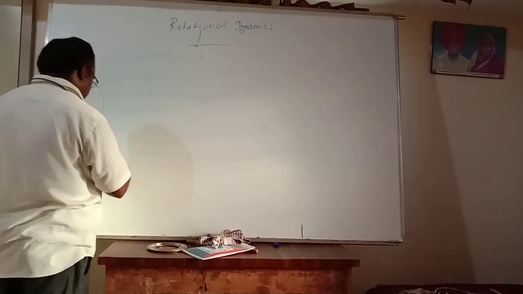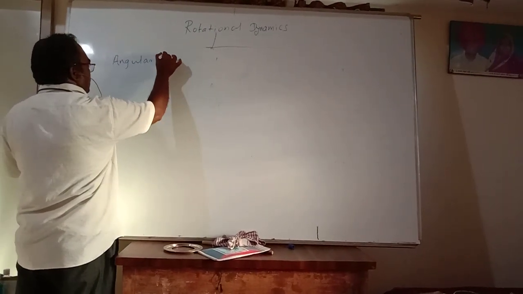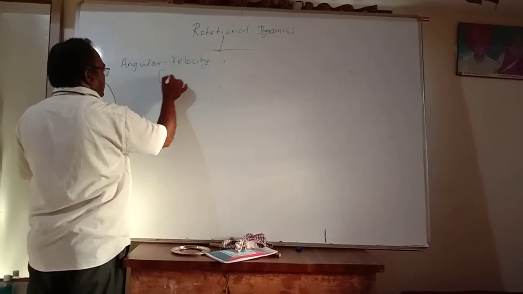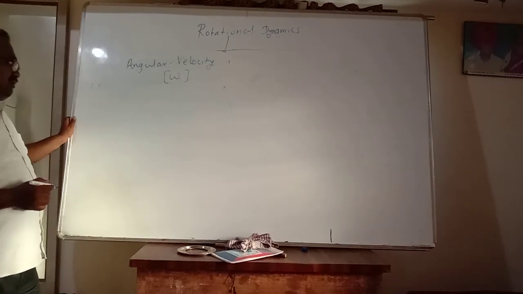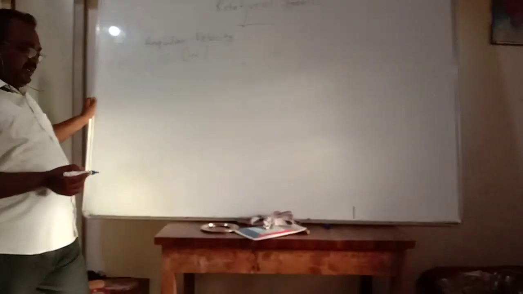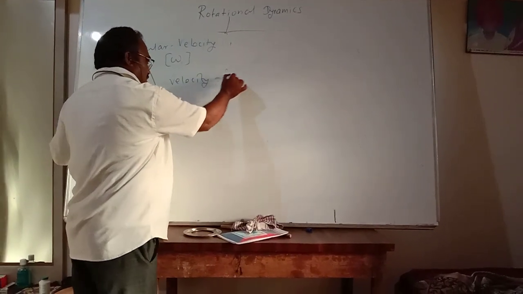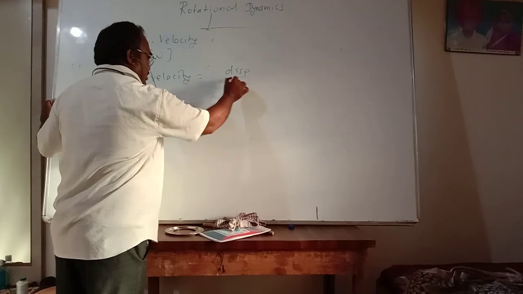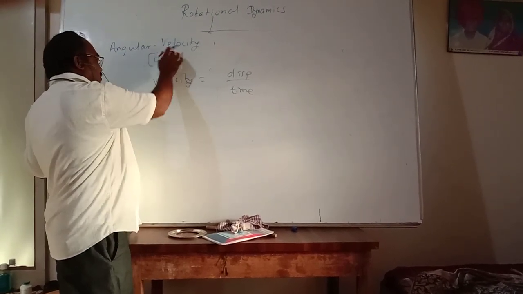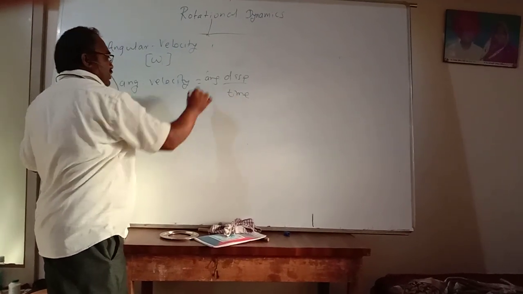angular velocity. Angular velocity is denoted by the Greek letter omega. For simple velocity, what is the formula? Velocity equal to displacement upon time. So for angular velocity, just write angular here, angular here.